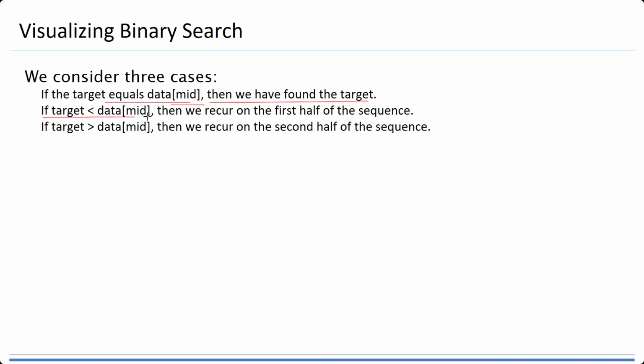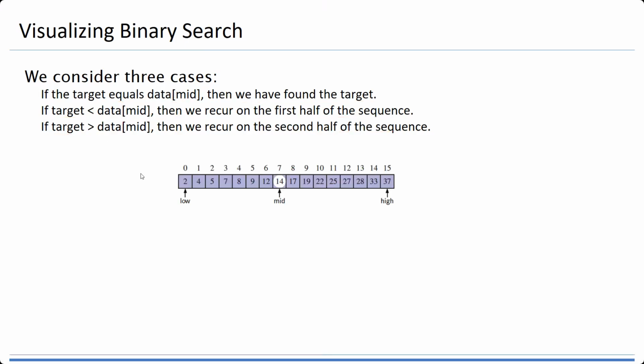If the target is less than the data at the mid value, then let's recur on the first half of the sequence. If the target is higher than the data at the mid value, then let's recur on the second half of the sequence. And that's this one. So we assume that this data is already sorted. Okay, so it is already sorted.